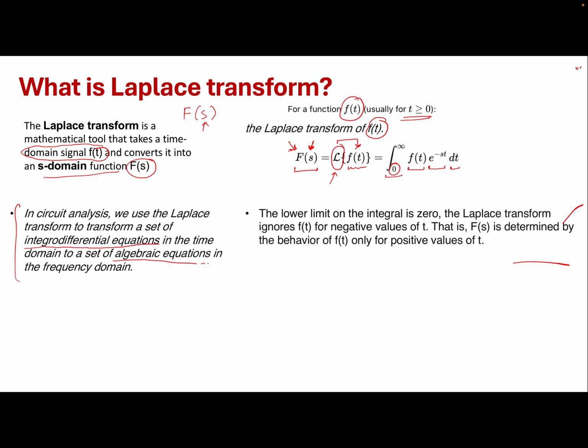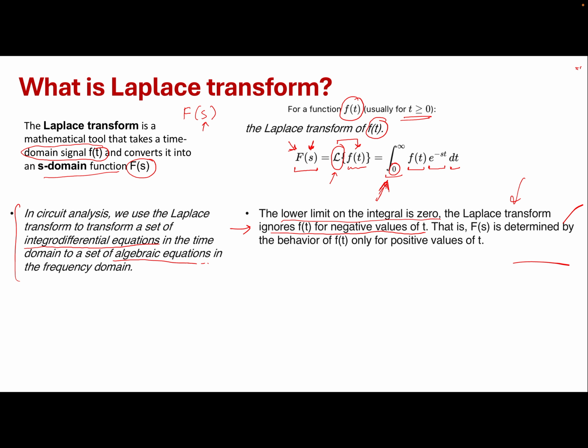Your lower limit of the integral over here is 0. So the Laplace transform ignores the values of f of t for negative values of t. Again, potentially, there are two different definitions for Laplace transform, unilateral and bilateral. I'm going to introduce that in a second. But the point is that for most of the circuit analysis, we don't care about the t values less than 0, or the negative values of t.